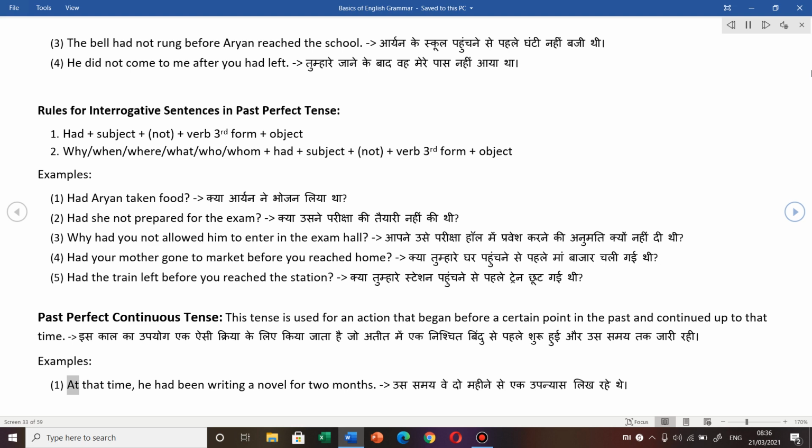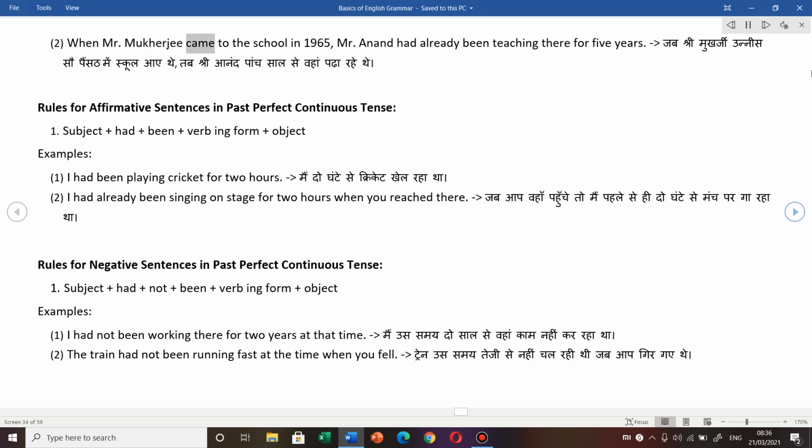Examples. At that time, he had been writing a novel for 2 months. When Mr. Mukherjee came to the school in 1965, Mr. Anand had already been teaching there for 5 years. Rules for affirmative sentences in past perfect continuous tense. Subject plus had plus been plus verb ing form plus object.